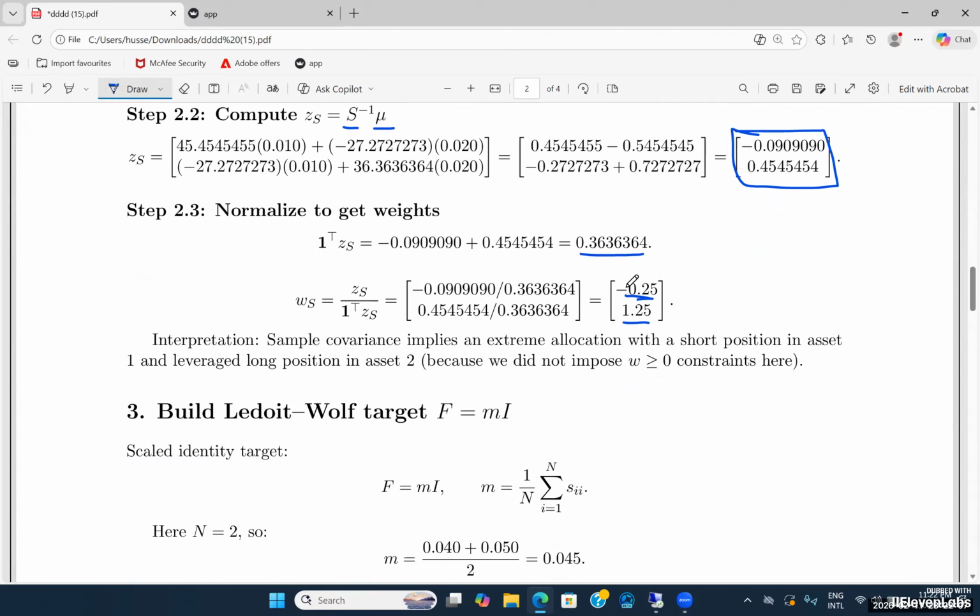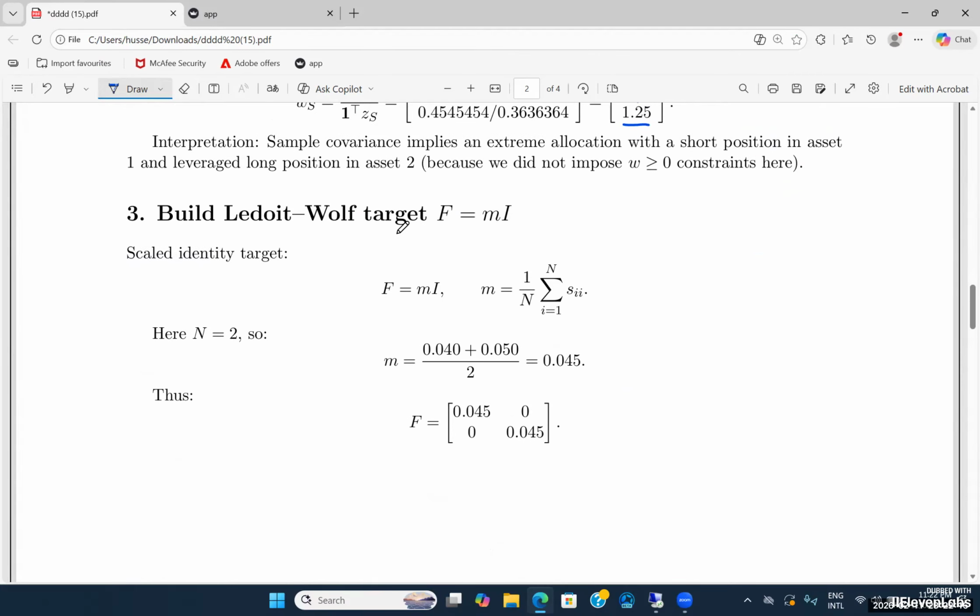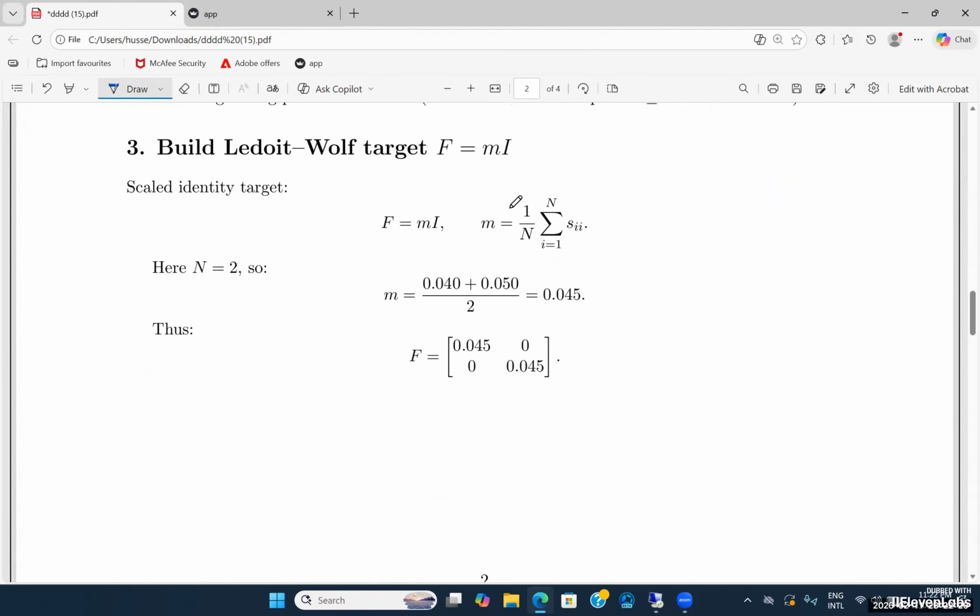It's important to note here that we've encountered what appears to be an extreme scenario, because we are currently engaging in short selling for the initial asset while simultaneously taking a longer position in the second asset. However, if we intend to apply the Ledoit-Wolff target, this particular approach necessitates that we first accurately identify and compute the relevant variance-covariance matrix. Our objective here is quite straightforward.